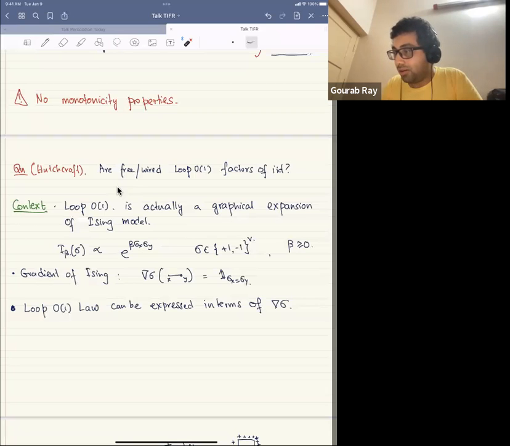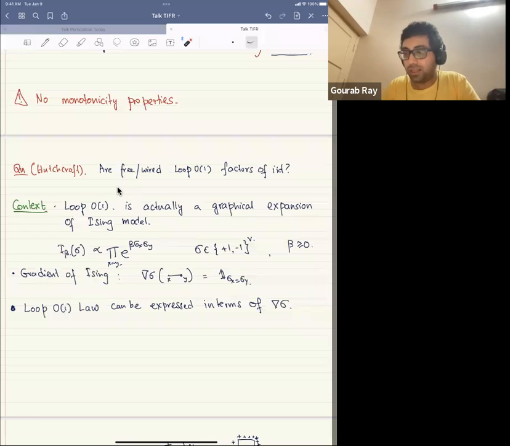It's a model on spins, as physicists call it. So it's either +1 or -1, and the probability of any configuration sigma is proportional to this quantity. I should put a product here which was missing. So it's a product over edges of e to the beta times sigma x sigma y.